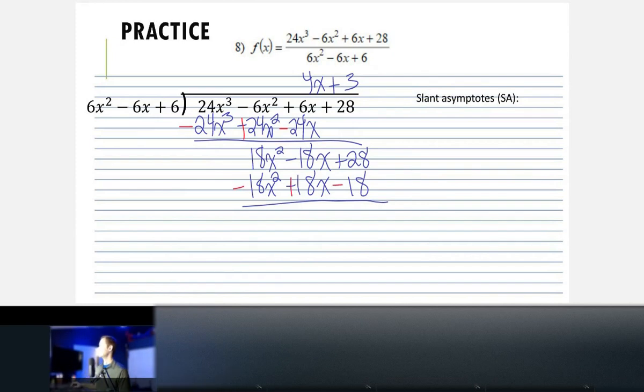And then combine. So 18 minus 18 is 0. Negative 18 plus 18 is 0. And then 28 minus 18 is 10. So we get a remainder 10. Not that it matters for this problem, but we only care about the non-remainder part, which is y equals 4x plus 3.